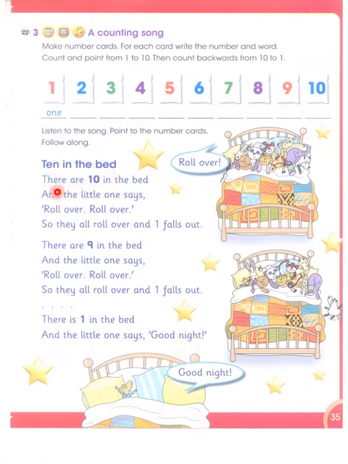10 in the bed, there are 10 in the bed and the little one says, roll over, roll over. So they all roll over and one falls out. There are 9 in the bed and the little one says, roll over, roll over. So they all roll over and one falls out. And so on and so forth. And then at the last, there is 1 in the bed and the little one says, good night, good night. Okay?